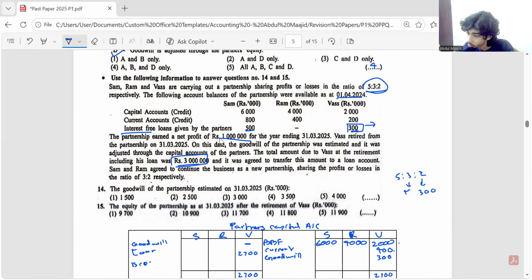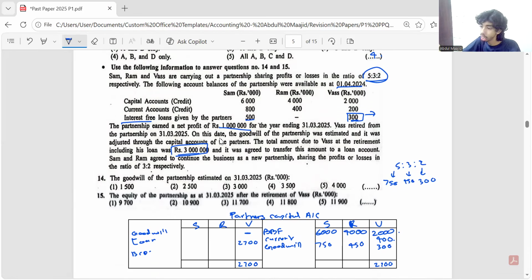Ram's amount will be 450 and Sam's amount will be 300 divided by 2 into 5, 750. Then you're going to write here 750 and 450. Then how much is the total goodwill? 750 plus 450 plus 300, that is 1,500. So the goodwill amount is 1,500, which is answer number 1.